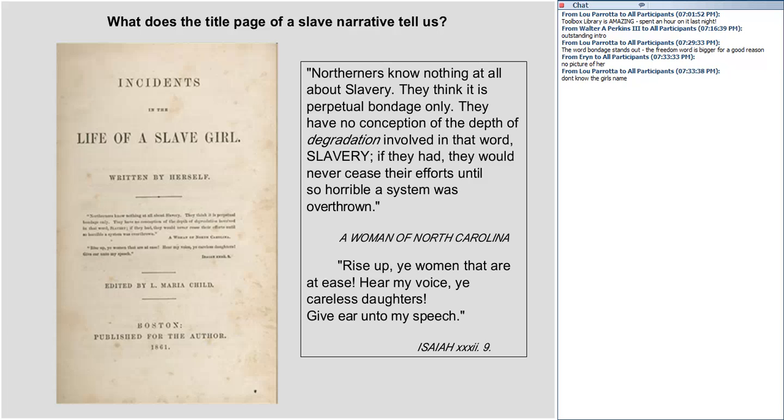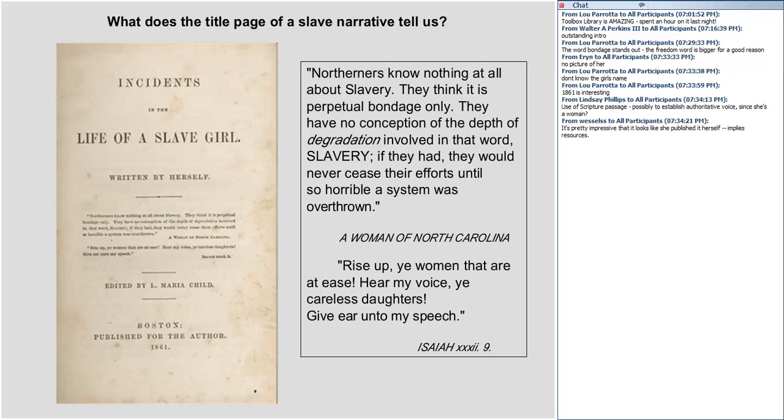The fact that the author's name does not appear is important. We see written by herself, but there's no name here; instead we get edited by L. Maria Child. Lydia Maria Child was a very prominent white woman, author, very active in the anti-slavery movement. So people in progressive circles, either women's rights advocates or anti-slavery advocates, would have seen L. Maria Child and said, oh, that's somebody. But notice, too, Boston, yes, published for the author.